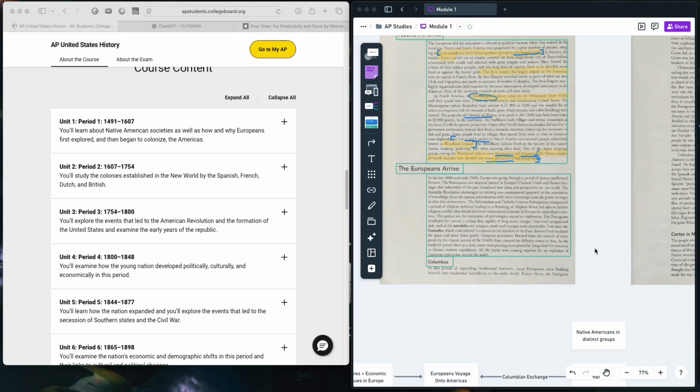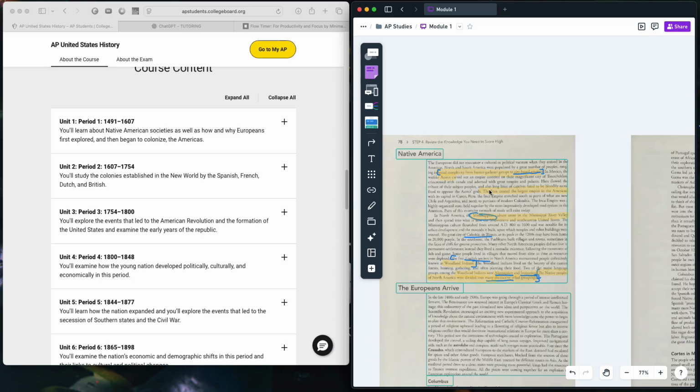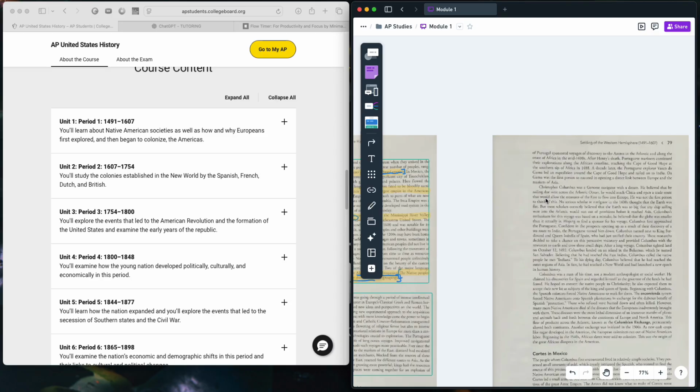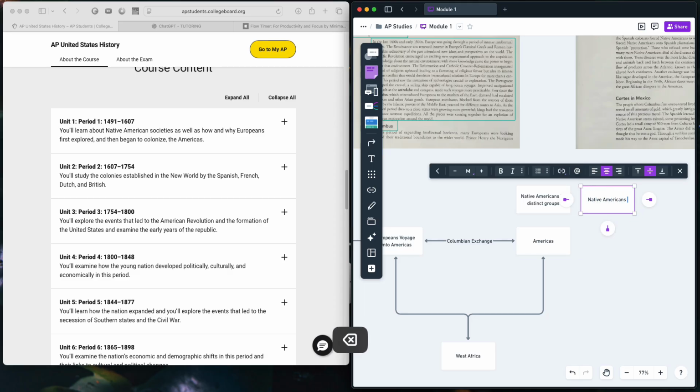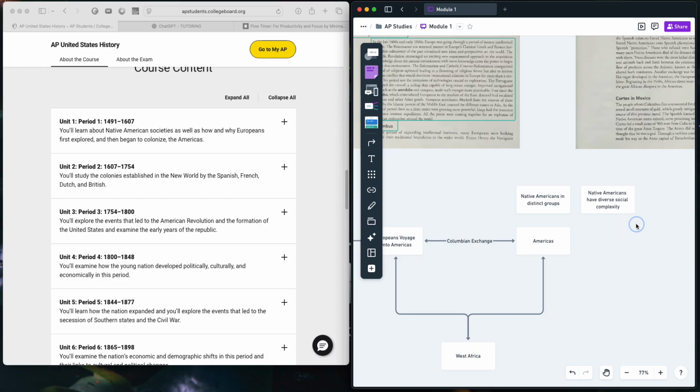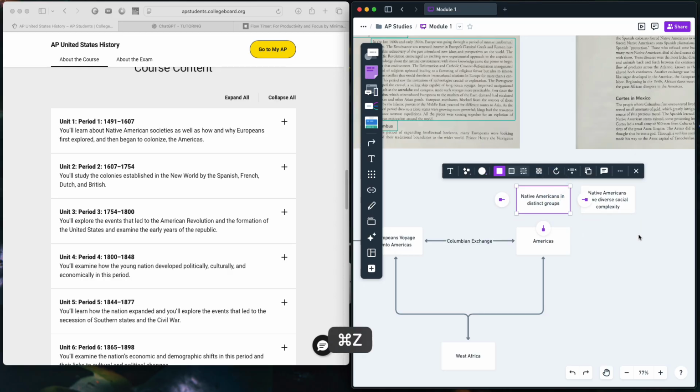All right, so coming back, we see Native Americans in distinct groups. What was the other one? The other one was again this social complexity, right? So Native Americans, they're in distinctive groups, but they also have diverse social complexity. Okay, and notice how I have 3 lines in this. For me, that's a signal that this is enough, right? I don't want to keep trying to max it out. I only go more than 3 lines if I need to. I only try to stick to 2 or 3 lines. And I don't even change the shape of this, right? That's how I get everything to be so standardized. I just keep it the same size.